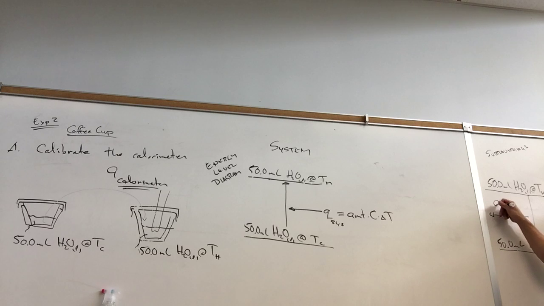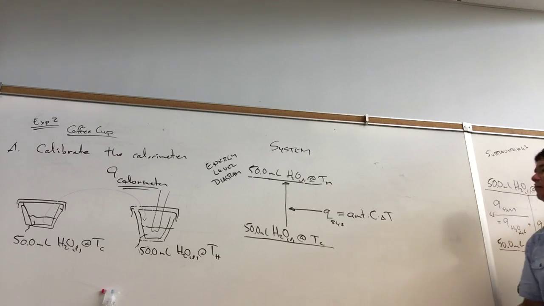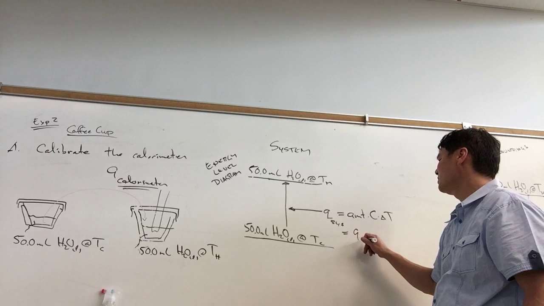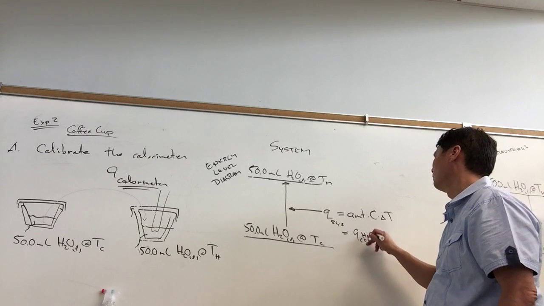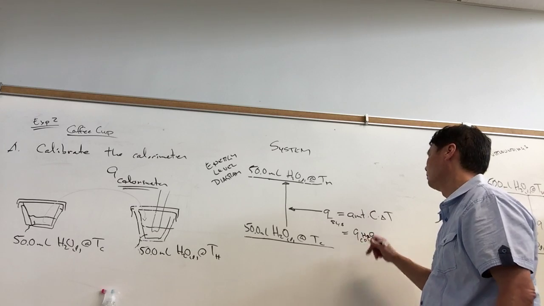And so this will be Q of the surroundings. Well, what is Q of the surroundings? Well, we have two objects. Q of the surroundings is going to be equal to Q of the hot water plus Q of the calorimeter. Over here, I forgot to write it down, but this is Q of the cold water, H2O cold.